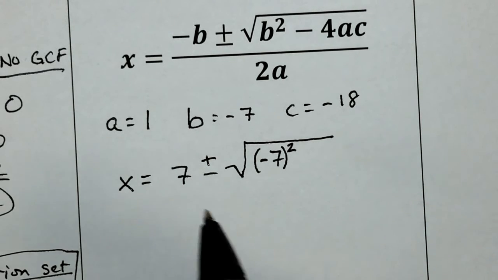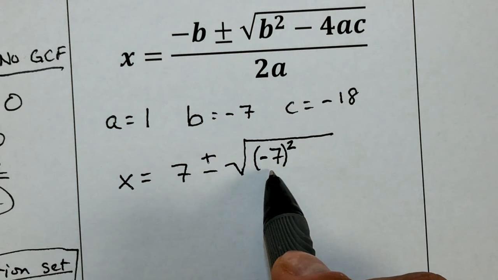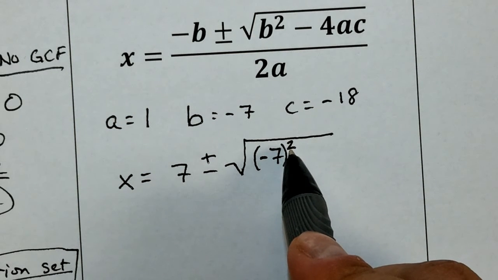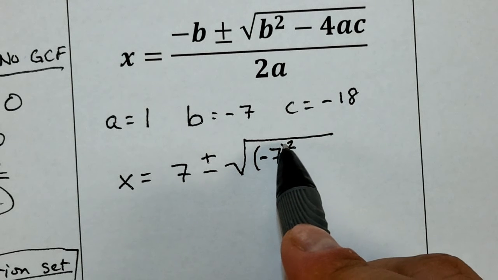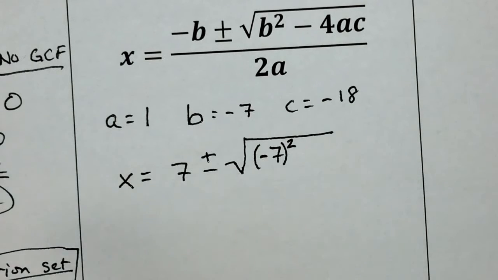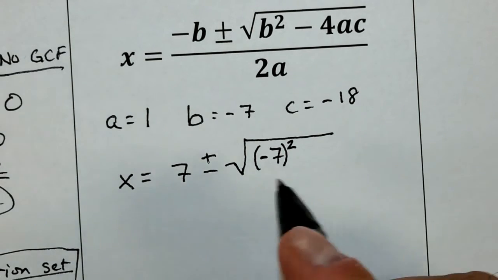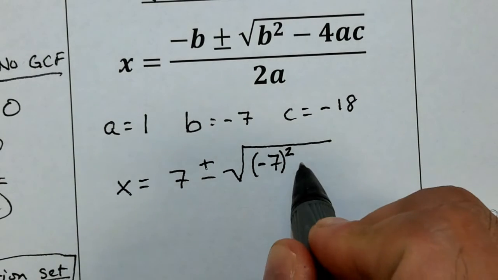Don't make that mistake. When you are substituting in for b squared, always use parentheses and always put the exponent, the square, the 2, outside those parentheses. Writing it any other way will most likely lead to a wrong answer. So that is the critical part right there.